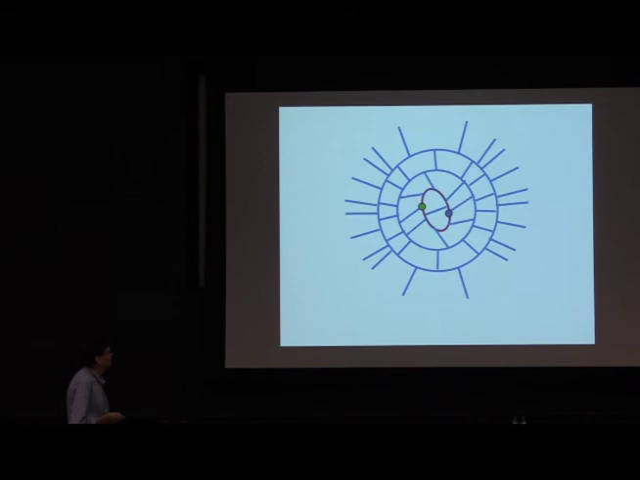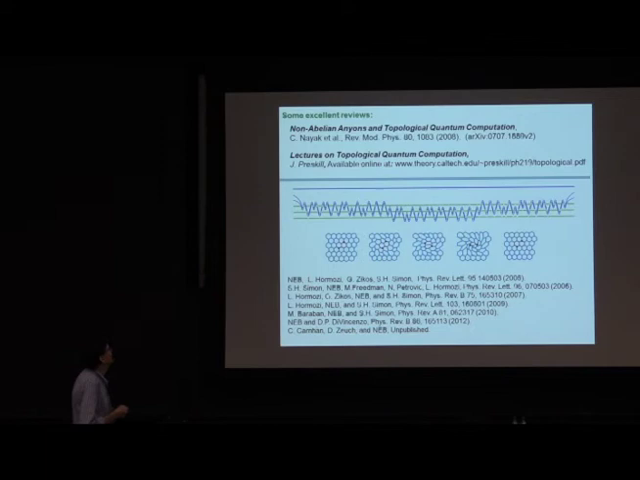Okay, so I think that's where I'm going to stop. Of course, these are standard reviews on topological quantum computing. I also, for Fibonacci anyons, very strongly recommend these lecture notes of John Preskill's, which people, I imagine, have seen. But if you haven't, I really very strongly recommend those.